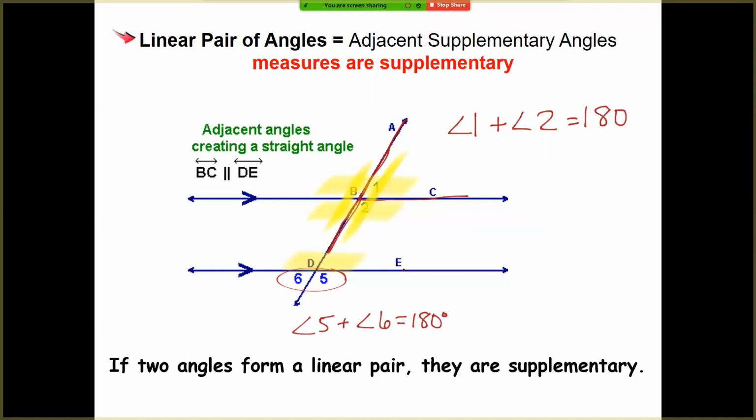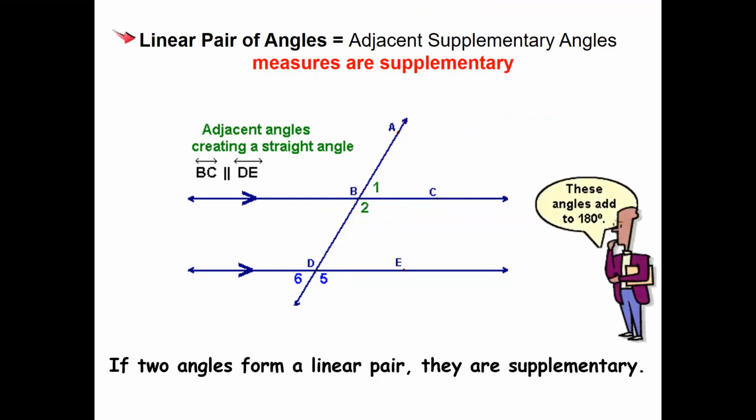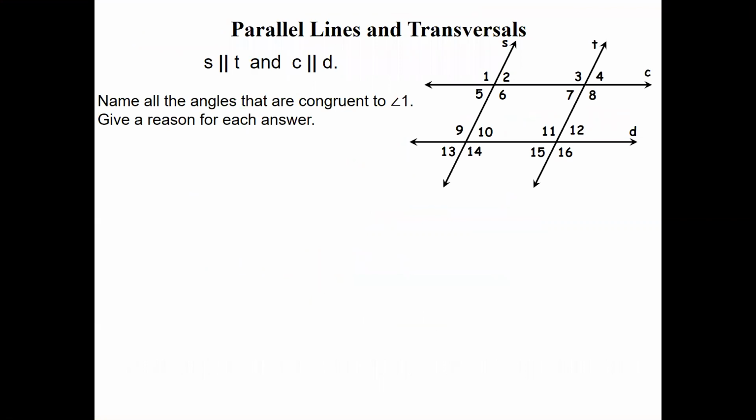So just at this top intersection, there are 4 linear pairs, so 4 different ways I can add to get 180. Same thing happens at the bottom. So you could do D and 6, 6 and 5, 5 and the blank spot, and D. And they always add to give us 180 degrees.